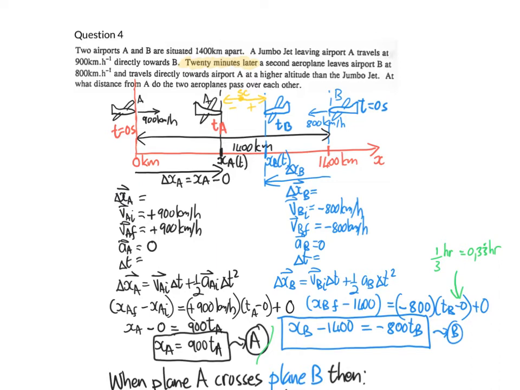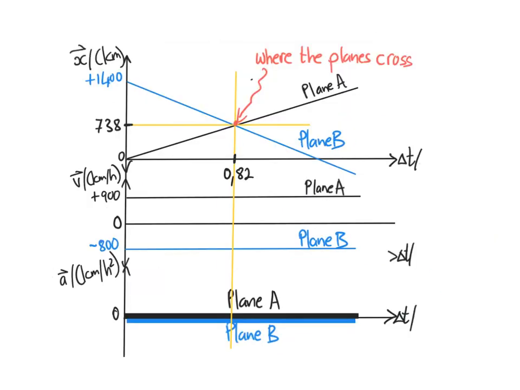So let's now look at the graphs of motion for the simplified problem where we don't look at the 20-minute delay in aircraft B leaving airport B after aircraft A has left its airport. Plane A travels at 900 kilometers per hour in the positive direction. Plane B travels at minus 800 kilometers per hour. It's traveling in the opposite direction.